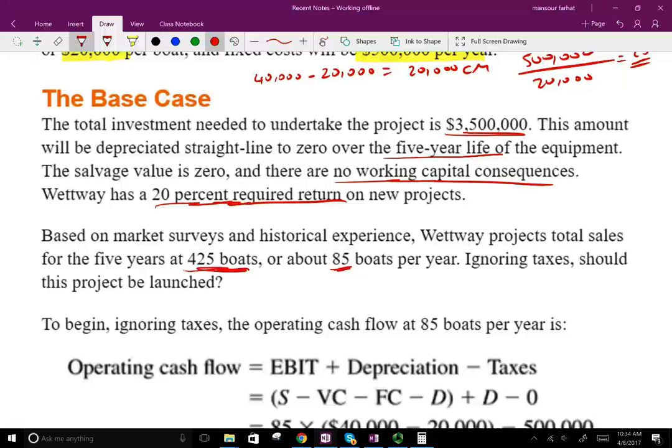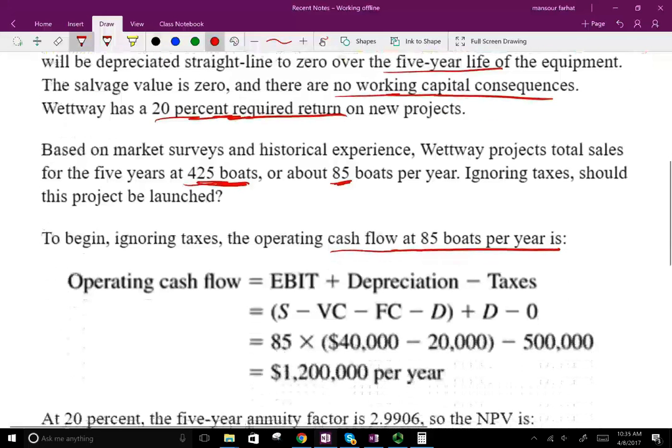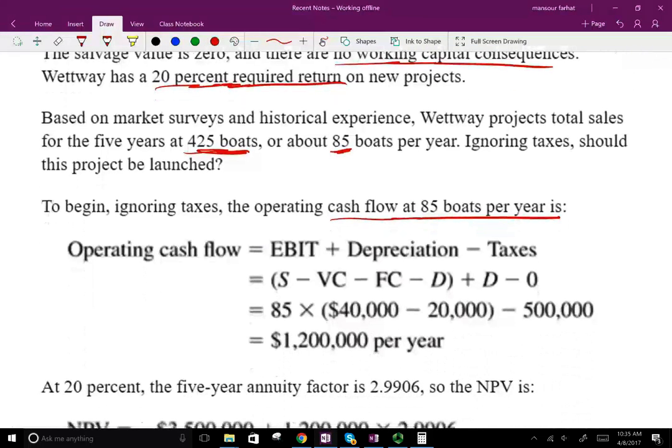Before we begin, we need to find the operating cash flow at 85 boats per year. That's easy to calculate. The operating cash flow is equal to EBIT plus depreciation minus taxes. EBIT, earnings before interest and taxes, is sales minus variable cost minus fixed cost minus depreciation. Then we add back depreciation because it's a non-cash expense, minus zero taxes.